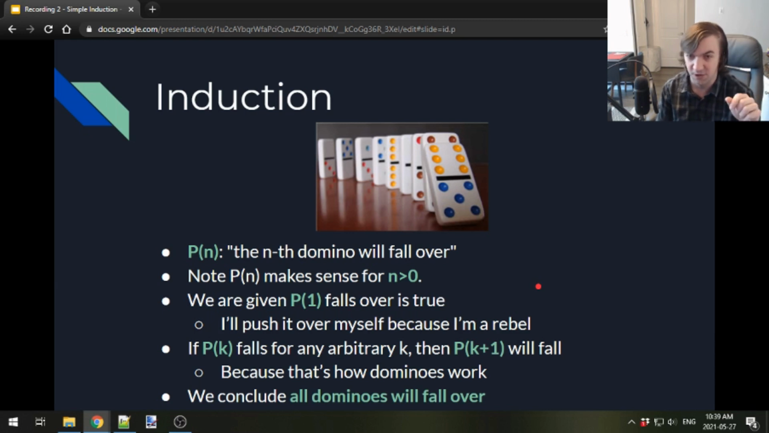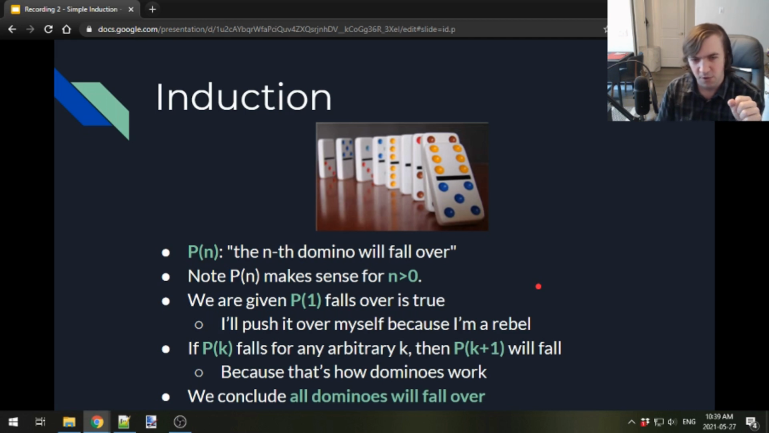Well, if the second one's going to fall over, that means it's going to knock over the third one. If that one's going to fall over, it's going to knock over the fourth one. And if you jump down the line and say, okay, well, the first 1, 2, 3, 4 are all falling over, they're probably going to knock over 5 and 6 and so on. At some point, we'll say, okay, we're at the 100th domino. Do you think that one's going to fall over?